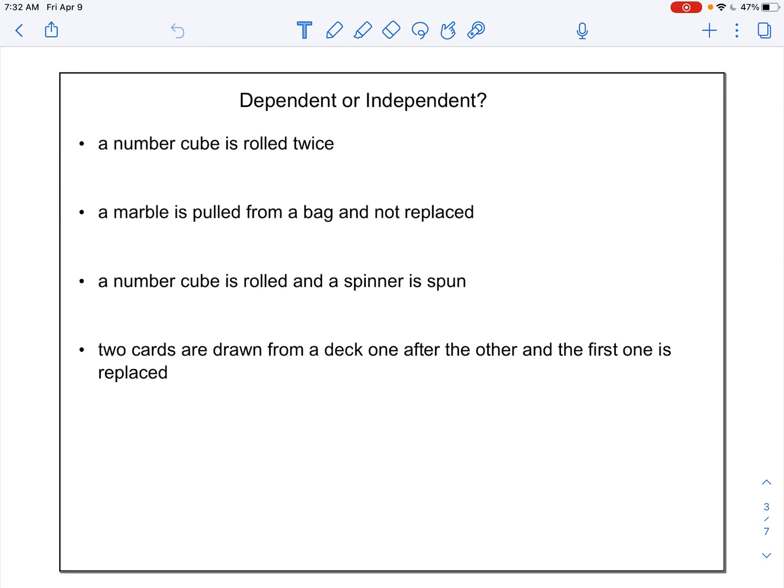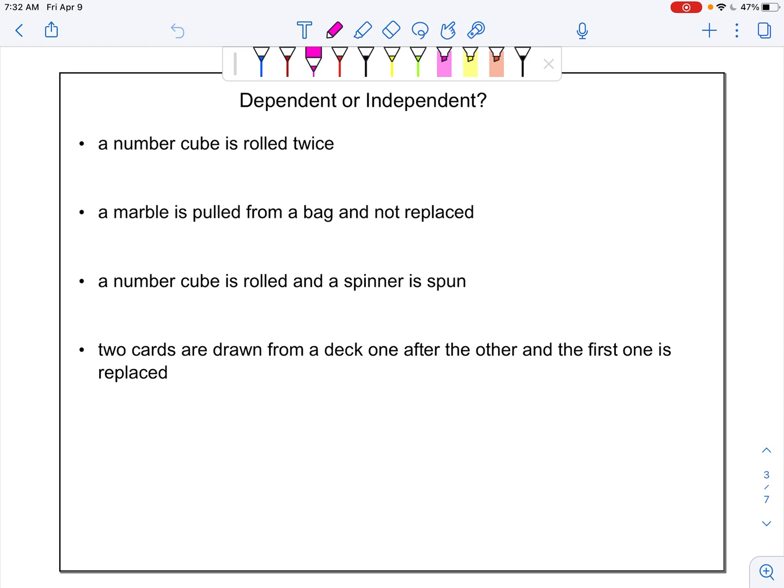So examples of dependent, independent. If you roll a number cube twice, what happens on the first roll does not have any effect on what happens on the second roll. So they would be considered independent of each other, and I'm just going to abbreviate.